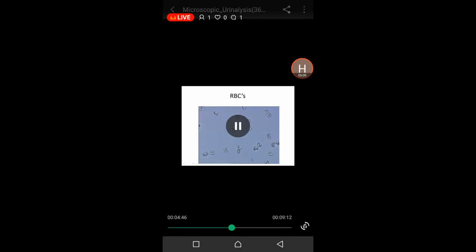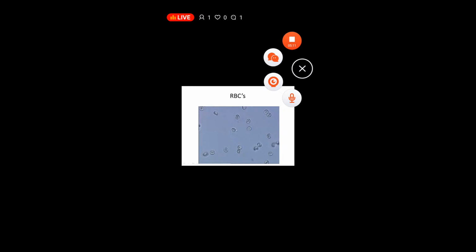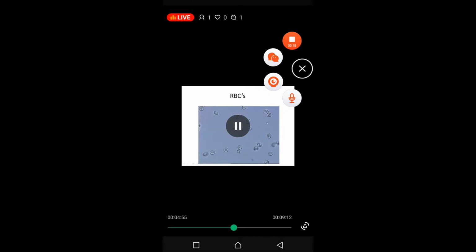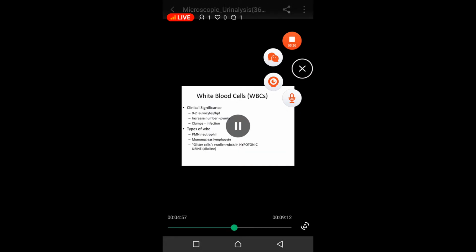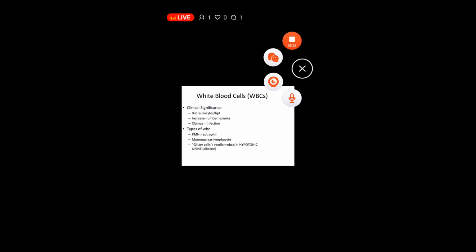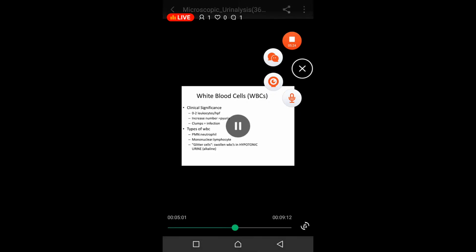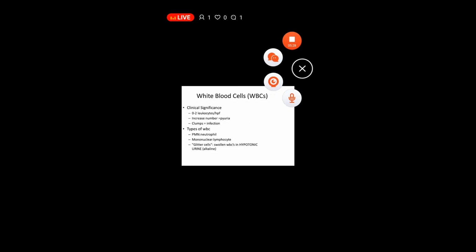Here's another picture of red blood cells. Note the concaveness of the cell and the shape. And red blood cells can have various different shapes, but we oftentimes look for that concave shape. White blood cells, or WBCs we also call them, clinical significance is 0 to 2 leukocytes per high power field.